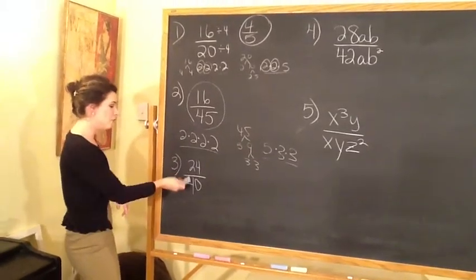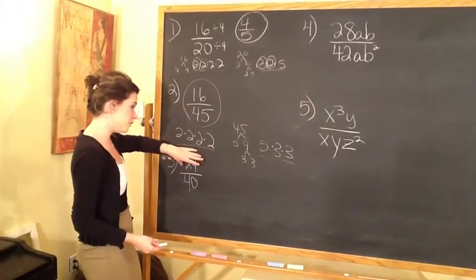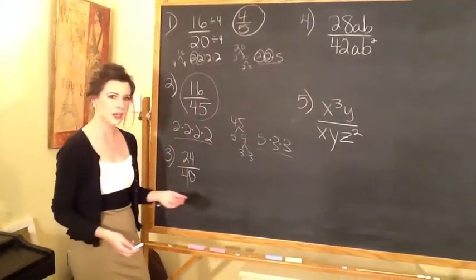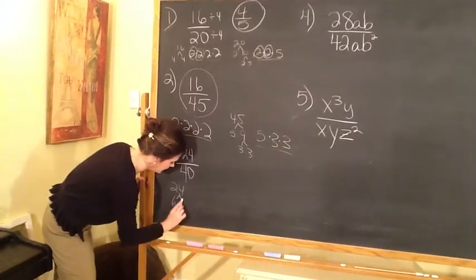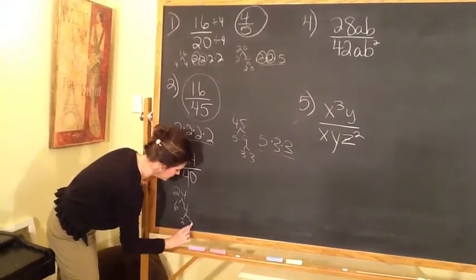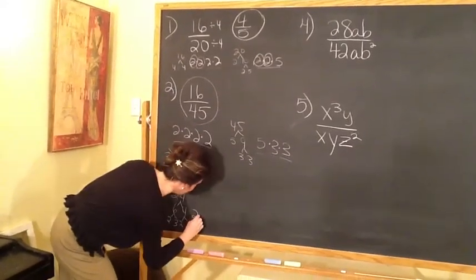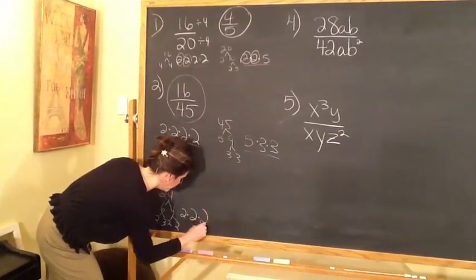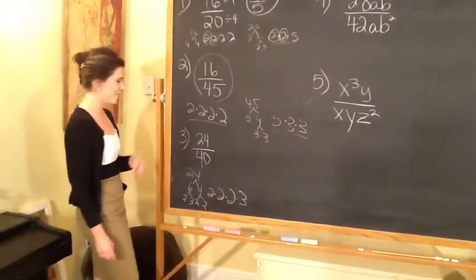It says 24/40. So we're going to find the prime factorization of the numerator and the denominator to find the greatest common factor. So if we have 24, that's 6 times 4, and then 2 times 2, and then 2 times 3. So it's 2 times 2 times 2 times 3. That is a prime factorization of 24.